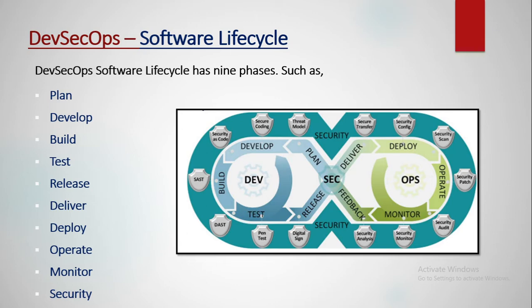To avoid these problems, the best solution is to embed security in each and every phase of the software development lifecycle. The DevSecOps lifecycle contains 9 phases: plan, develop, build, test, release, deliver, deploy, operate, and monitor, with security in each. In the DevSecOps software lifecycle, each and every phase embeds security. Okay, that's all about the DevSecOps software lifecycle. Now we will move to the next slide.